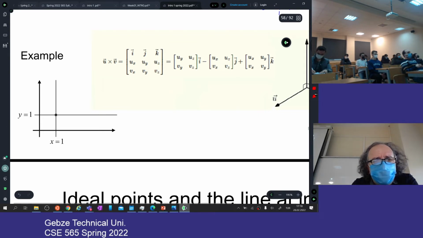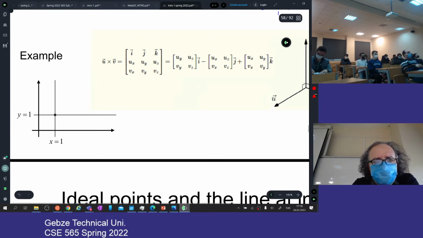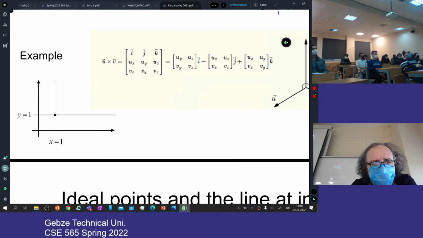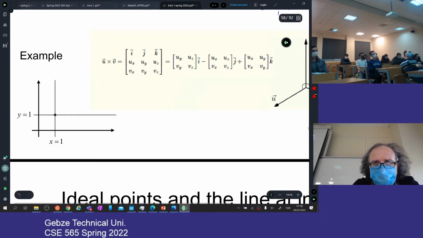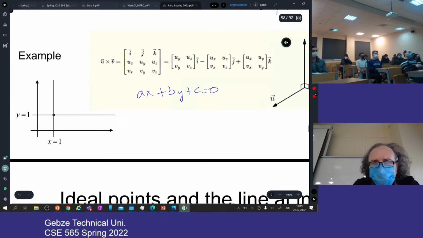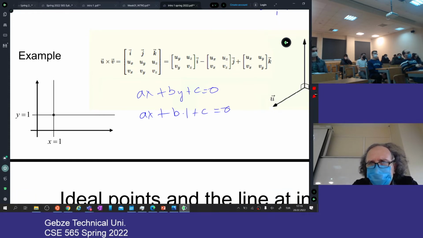Let's write the formula for this line. Y is equal to 1 in homogeneous coordinates. How do I write this y equal to 1 in homogeneous coordinates? Okay, let me do that. ax plus by plus c is equal to 0. I know that y is always 1, right? B times 1, ax plus c is 0. What kind of a and c should I choose that it always makes 0?